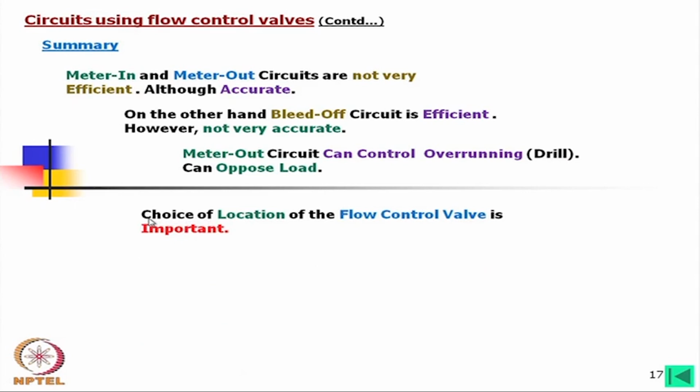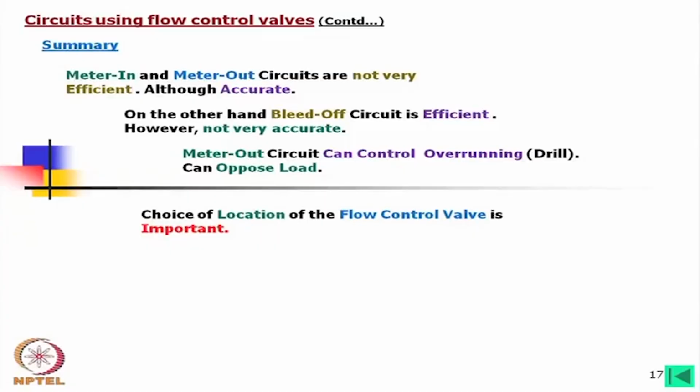And in the other two cases, that means meter in and bleed off, they cannot handle opposing load. I mean, if the load is there, then they cannot make much control over that; they can only control the flow. The choice of location of the flow control valve is important.